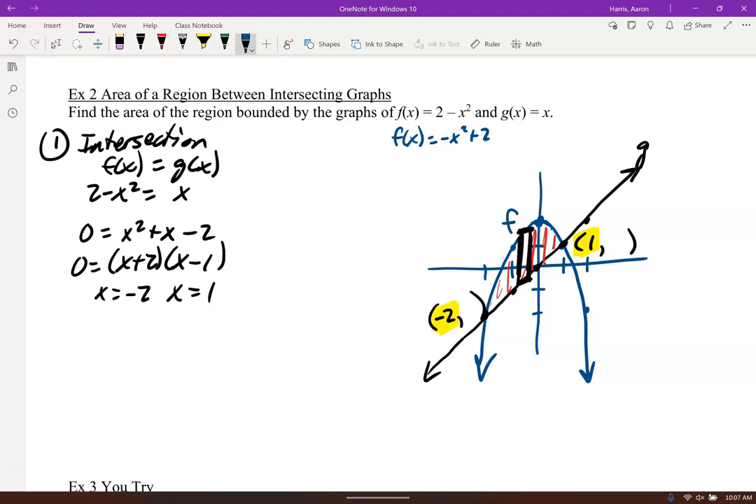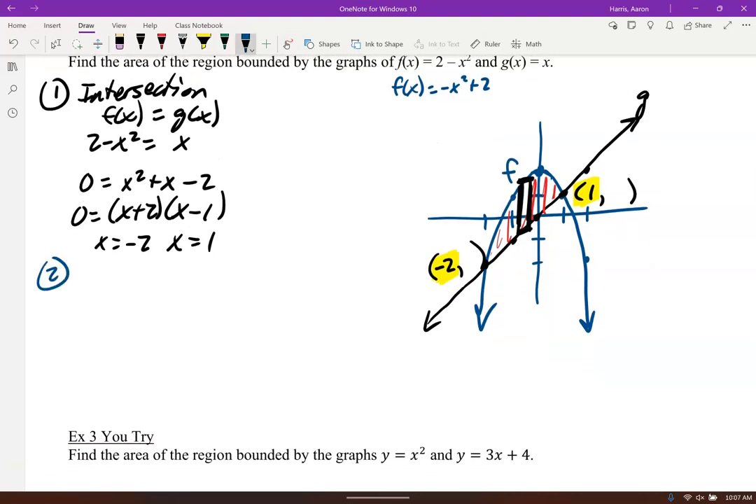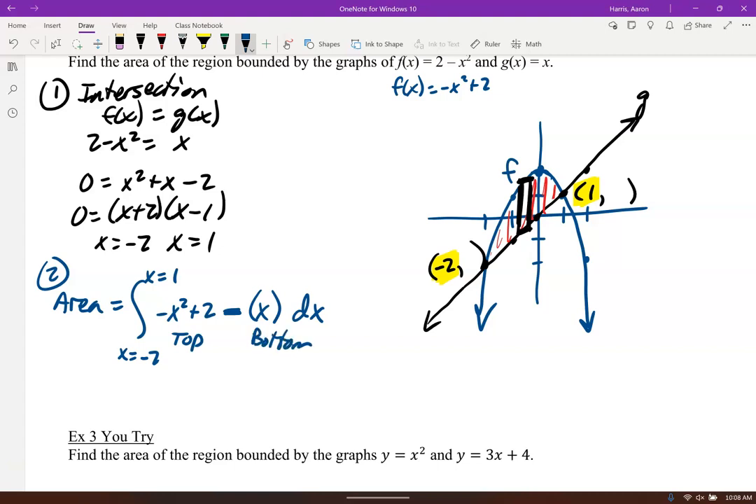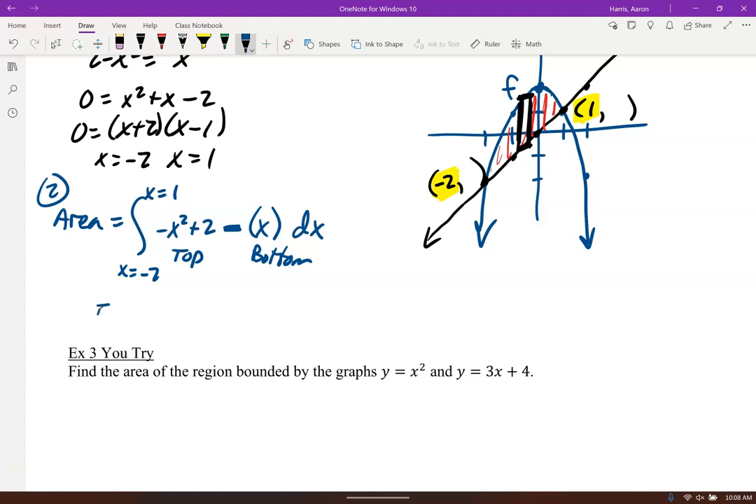So now when we set this up to find the area bounded by the two graphs, we're going to go from an x value of -2 to the next x value of 1, because remember, we're adding up all these rectangles, if you will, right? The height of the rectangle is f minus g. Here's my f of x minus my g of x, which is x. All right, here's my top, here's my bottom. So this becomes -x squared. Let me put the minus x next, plus 2 from -2 to 1.